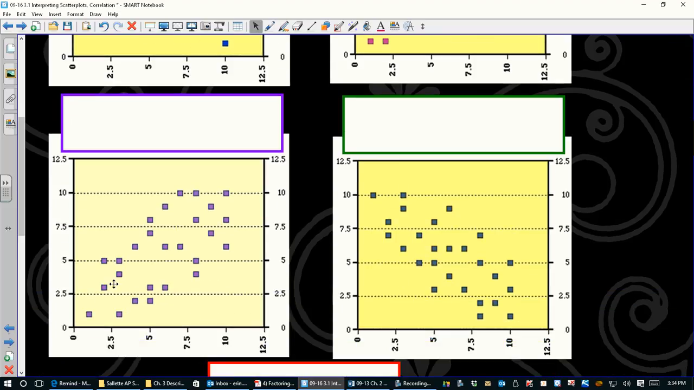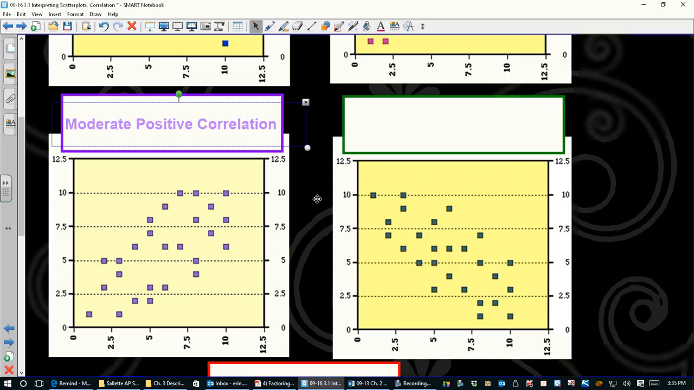I see a band traveling in the positive direction here. However, it's spread out a little bit more. My data is spread out. So this is what we call moderate positive correlation. And my data is spread out here in the negative direction. So this is what we call a moderate negative correlation.